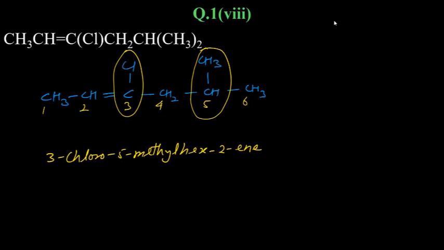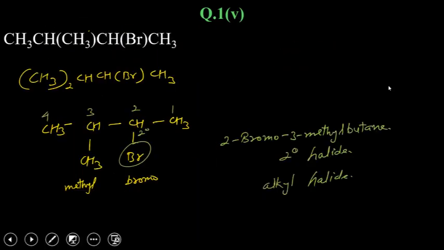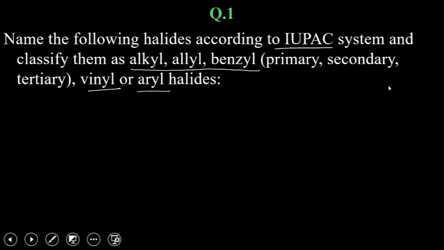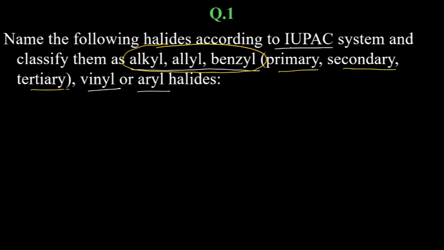Now tell me which degree it is. Okay, don't tell me the degree. Read the question again. In case of alkyl, allyl, benzyl, it will be primary, secondary, tertiary. In vinyl and aryl, there will be a double bond, so you don't mention primary, secondary, tertiary there. Read the question thoroughly.